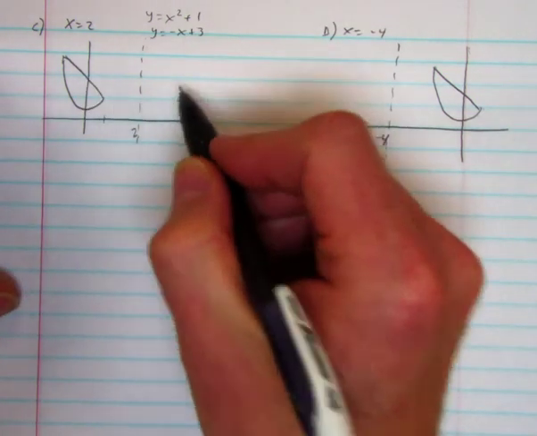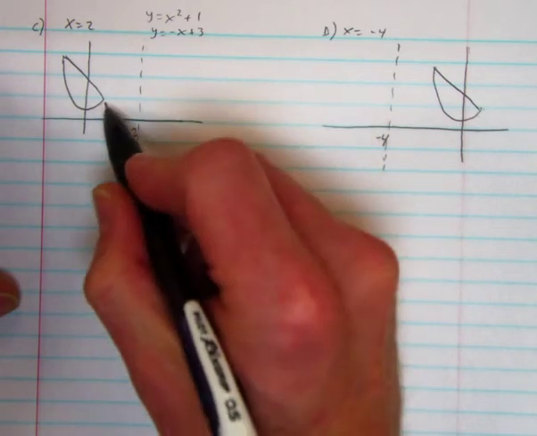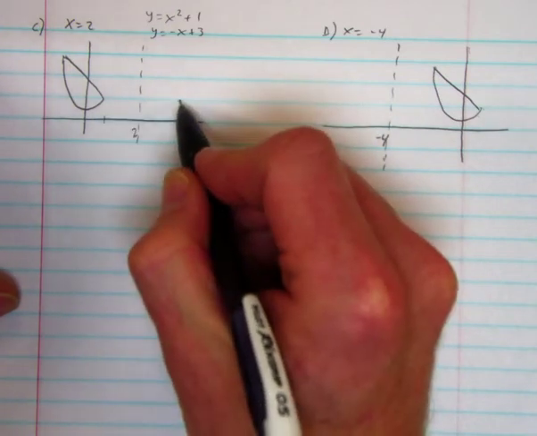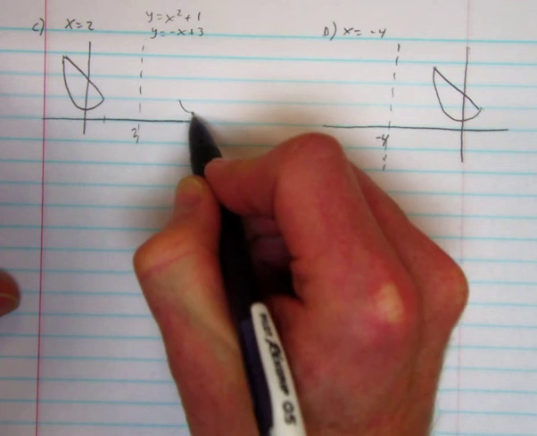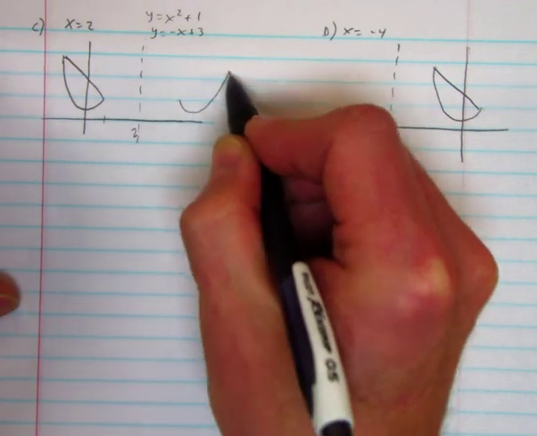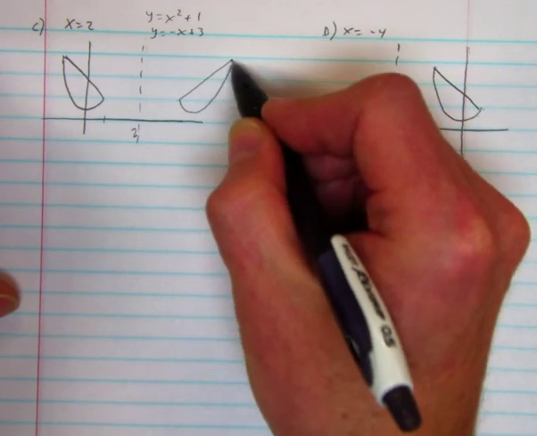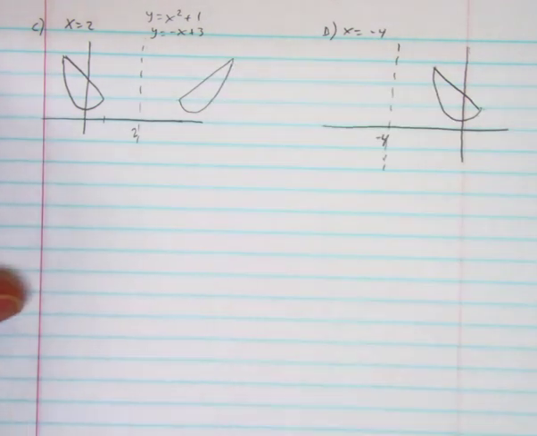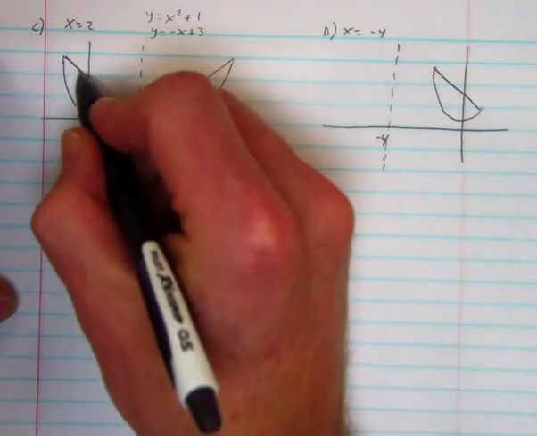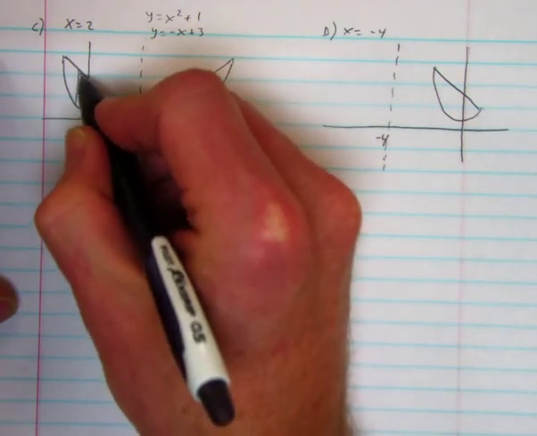We're going to copy it on the other side. So go about the same distance. And now we're going to have a parabola that comes up, and we'll have the line. And my picture's not perfect, but that's okay. Now let's draw our rectangle.